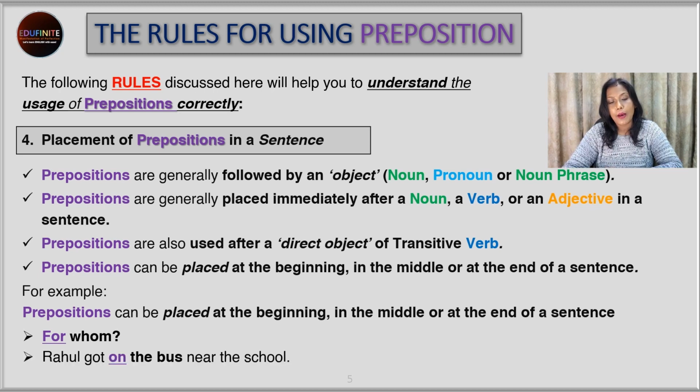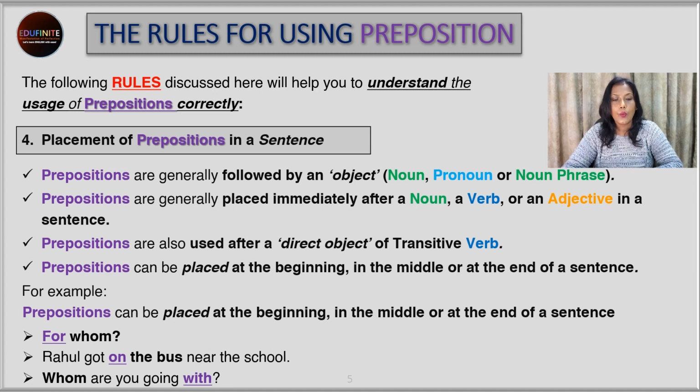Rahul got on the bus near the school. So in the first one, we had it right at the beginning of the sentence, it's a question. In the second, we have it in the middle. On the bus. So on is the preposition, the bus is its object. And the bus near the school is a noun phrase. So here, it's in the middle of the sentence. But over here, whom are you going with? So again, here with is the preposition which is placed at the end of the sentence or the question.